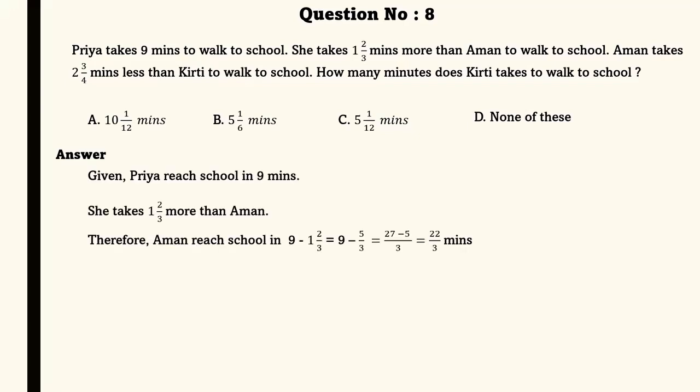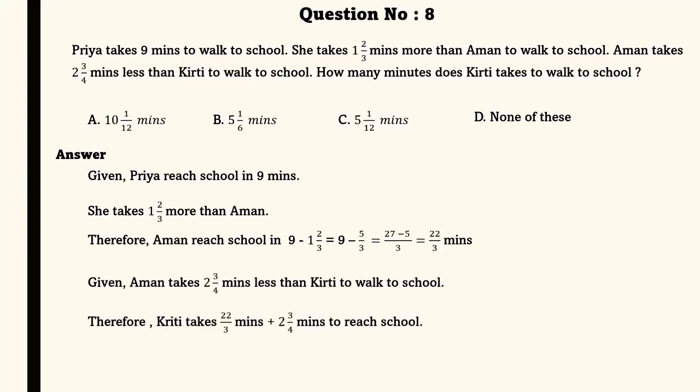As we can see here, Priya takes 2 by 3 minutes more than Aman to reach school. Using this, we can find the time taken by Aman to reach school. That is 22 by 3 minutes. Given Aman takes 3 by 4 minutes less than Kirti to walk to school. Therefore, Kirti takes 22 by 3 minutes plus 3 by 4 minutes to reach school. That is 1 by 12.